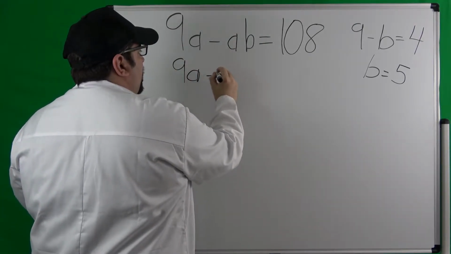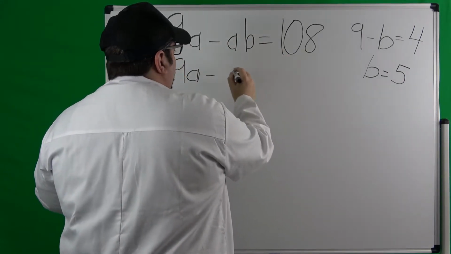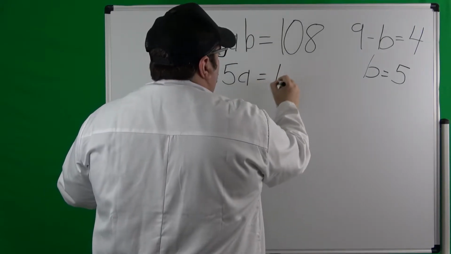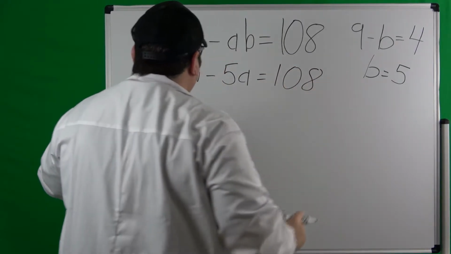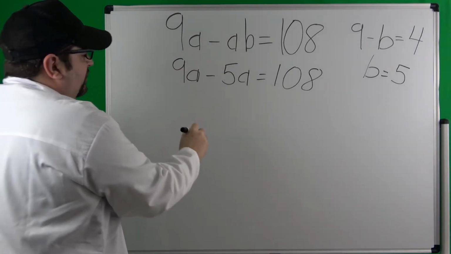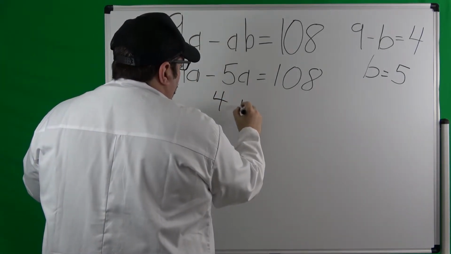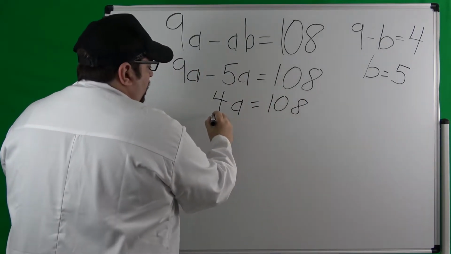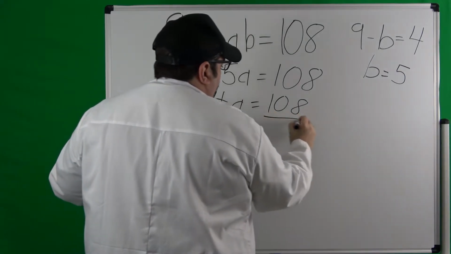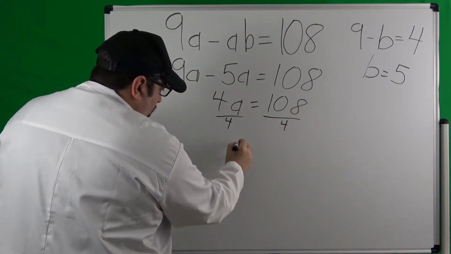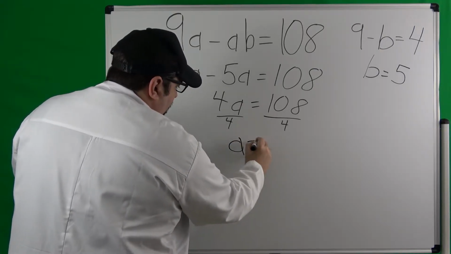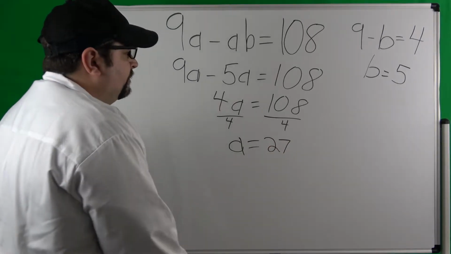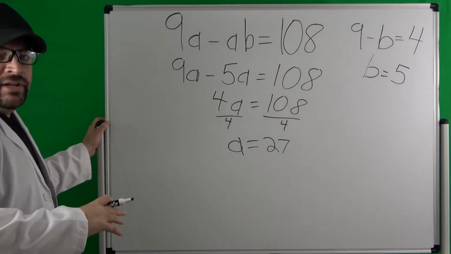9a minus a times 5 would be 5a, equals 108. Okay, what's 9a minus 5a? 4a equals 108. Divide by 4, divide by 4, and you get a equals 27. All right, that was pretty easy, right?